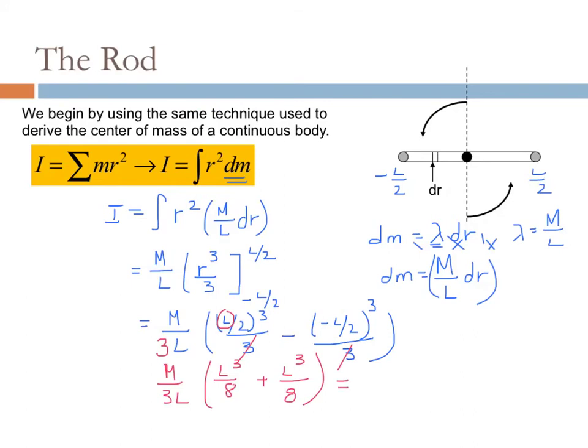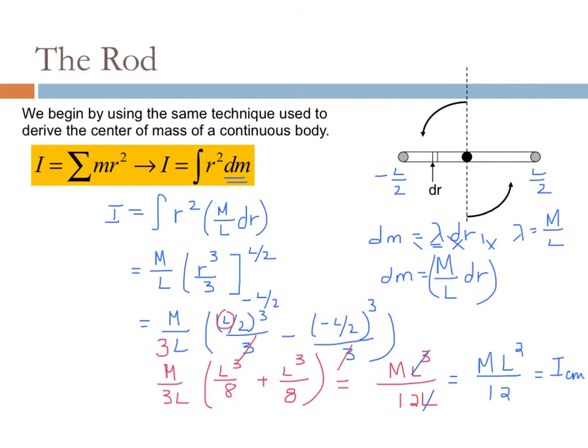And just to simplify this, this becomes ML cubed over 12 L. And then our last thing is to cancel out one of our L's, so that we're left with ML squared over 12. So this will always be the moment of inertia of a long continuous rod of length L.